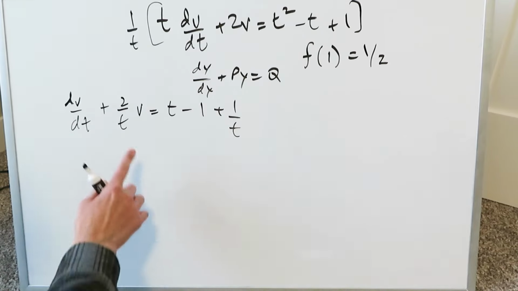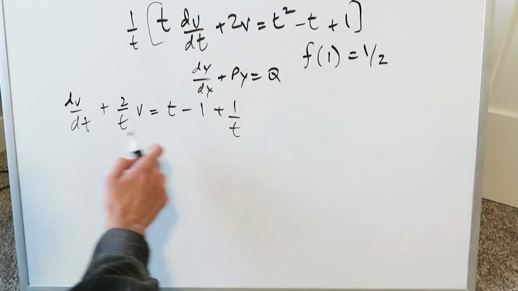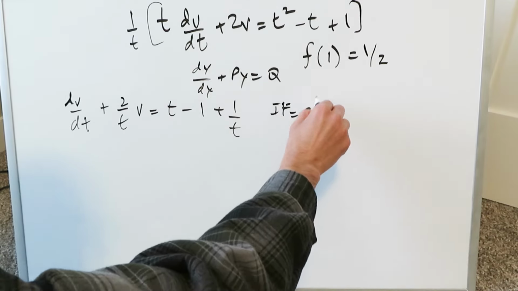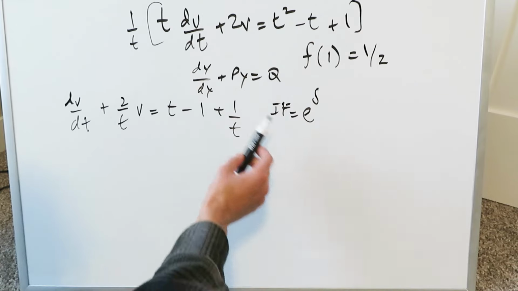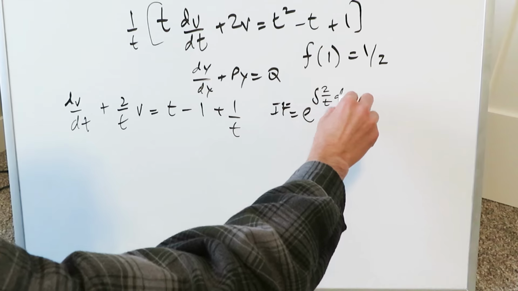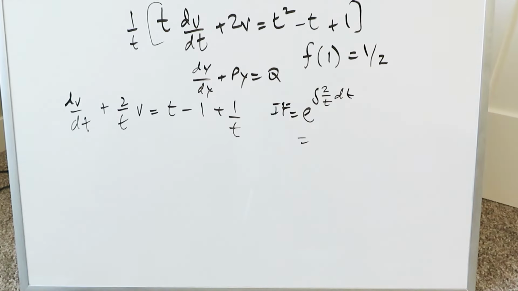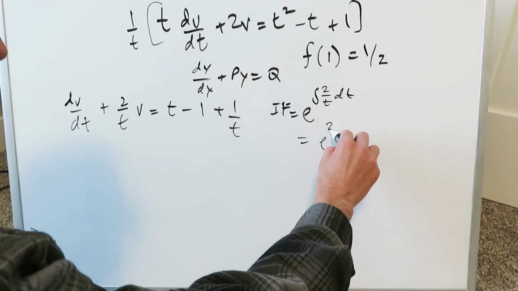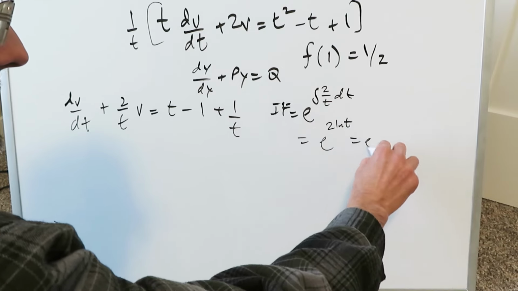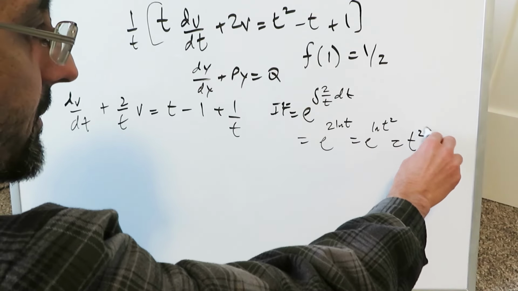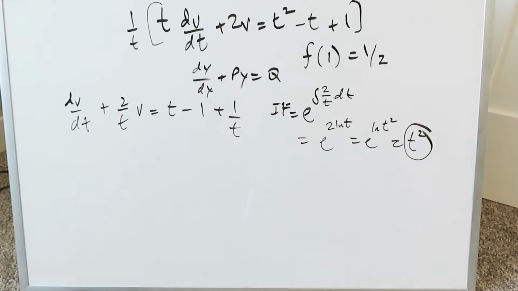Now what's the next step? I have it in this form. I want to be looking at my integrating factor. You know the integrating factor is always e to the integral of p dx, except here my p value is 2 over t. So I'm looking here at the integral of 2 over t dt. When I'm doing this, you know what you're getting: a natural log. You're getting e to the 2 natural log t, which is e to the natural log t squared, which is really t squared by means of properties of logarithms. The integrating factor is t squared.